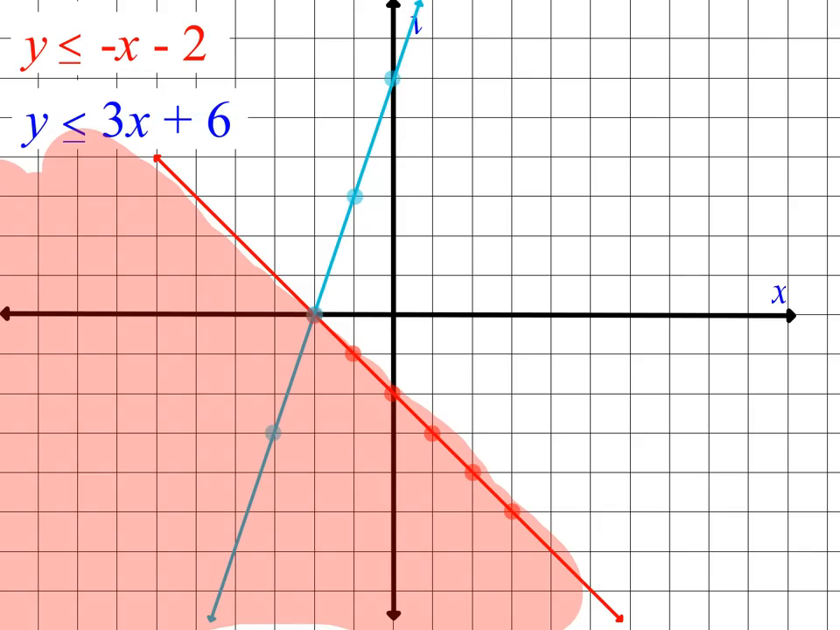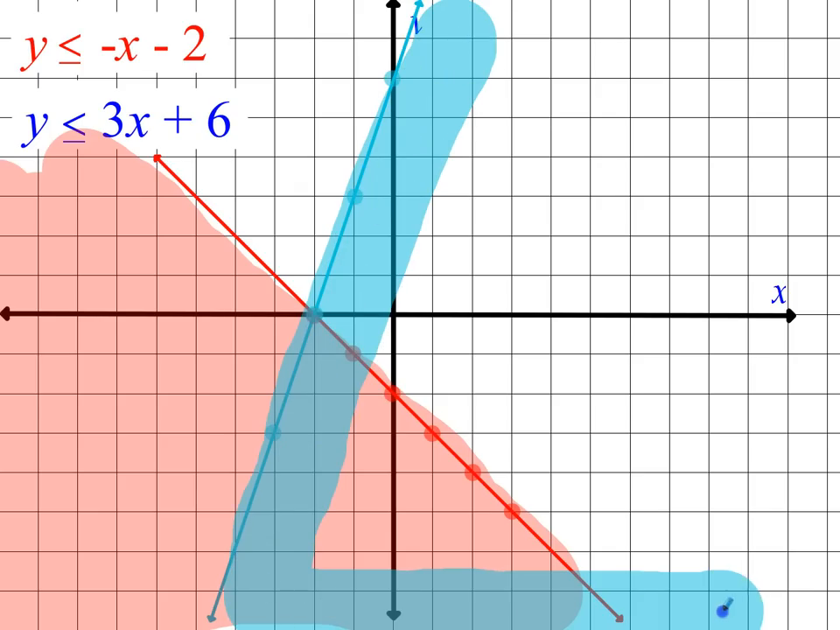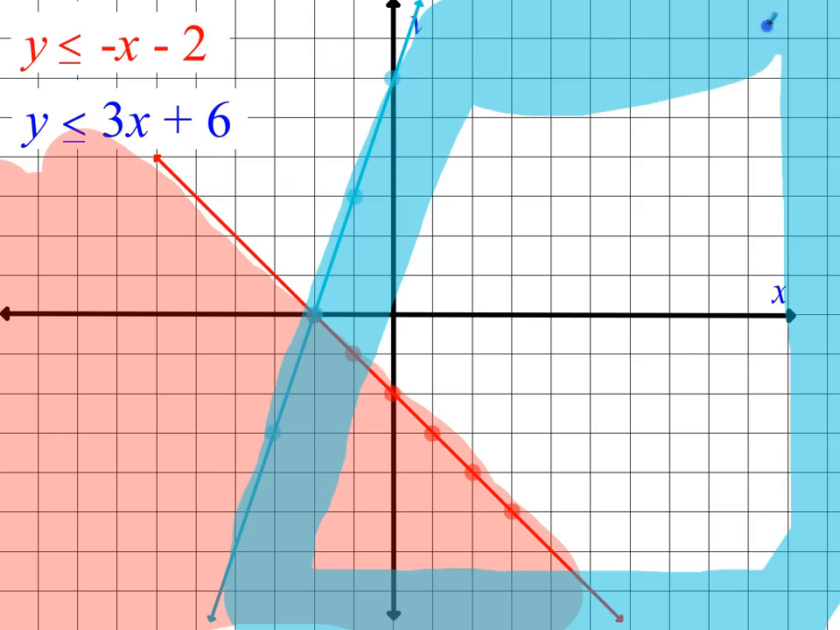Next, we're going to shade the area for my blue equation here, right? y is less than or equal to 3x plus 6. Well, less than would be where the y values are lower, right? So it's going to be these areas below. It's going to be here, here, here, and all of this, okay?